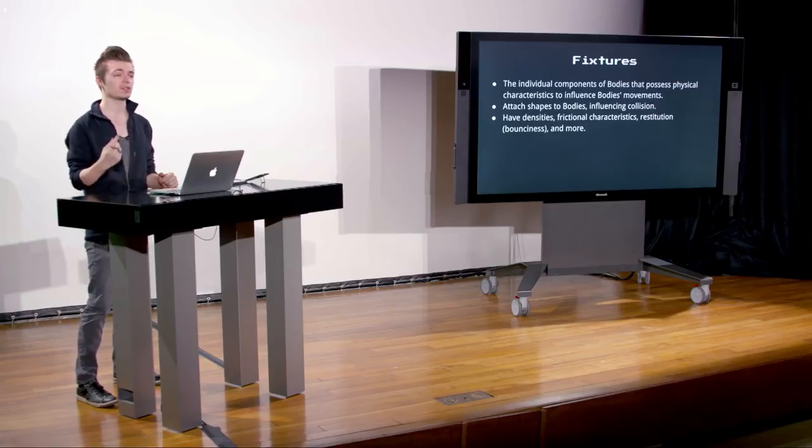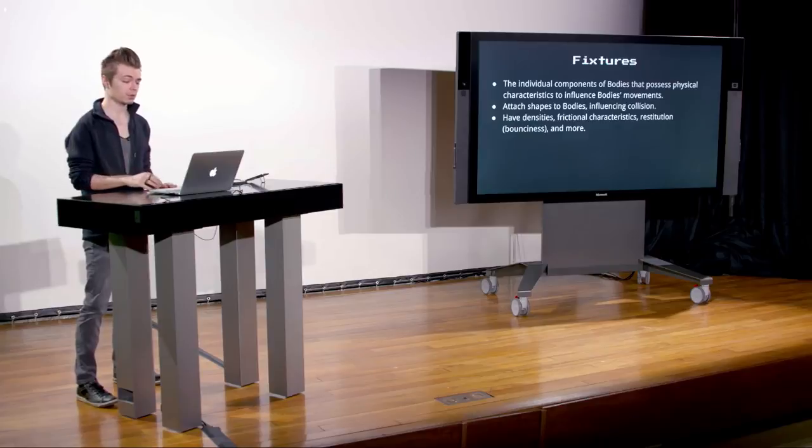Fixtures, in addition to attaching shapes to bodies, which will influence how they collide with other bodies, have density, which we'll see, so that things with higher density will influence things as if they have more weight. They will push things farther when they collide with them. They also have friction, and they have restitution. Restitution is bounciness. So if we had our alien with no restitution, when it hits the ground, it'll just fall flat. But if we give it a higher restitution, it'll actually bounce when it hits the ground, and therefore interact with the world a little bit differently.